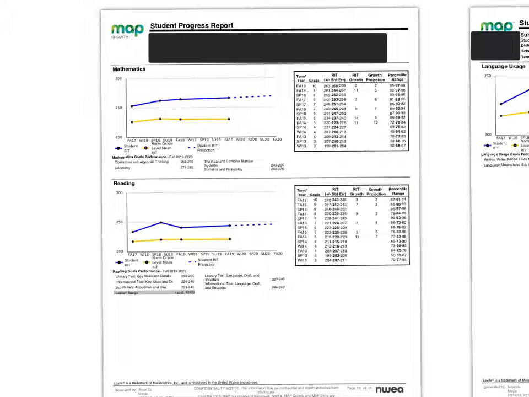You will see on the front page of the report both the mathematics and reading scores, and then on the back of the report you'll see the language scores as well. They're just shown on the side here in this image, but they would be on the back of the paper that you'll be receiving. For each of the different test areas, there is a graphical representation of the student progress as well as a table showing the actual numbers for student progress.